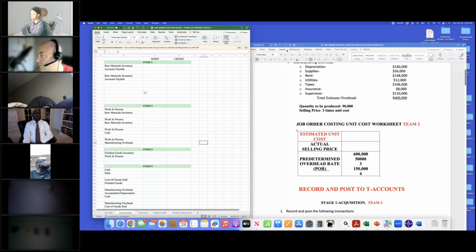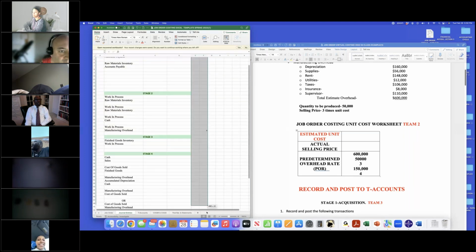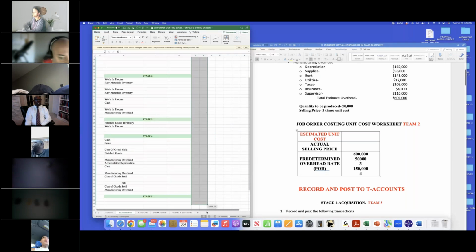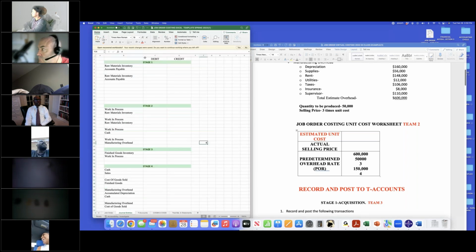Is that right? You all okay? So what you all should do: put the 4 right here. You see where I'm putting the 4? Put the 4 right there. Let me make these larger. Out of 608,000. Work in progress, manufacturing overhead. I had the wrong one. Okay. So let's just put this 4 right here. 24. Okay. And we'll come back to it later.